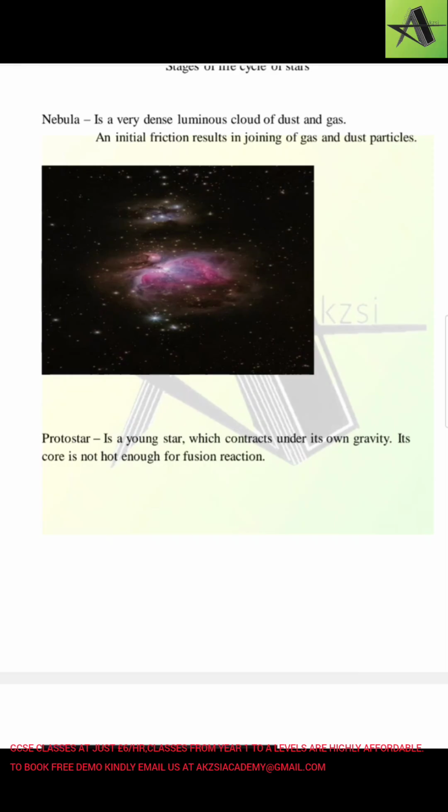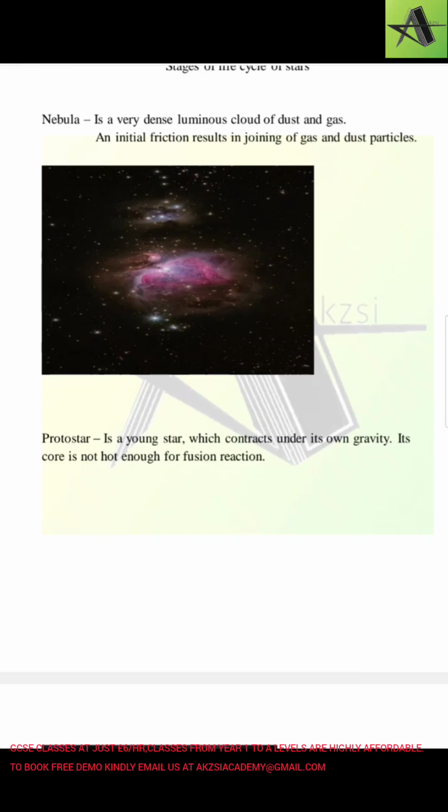But a little friction in space can cause them all to come together and start sticking together. When they start to come together, obviously they form a more dense cloud. When something comes closer, obviously the density will increase. If the molecules are coming closer to each other, the density will increase, and that results in forming a very dense cloud. And that dense cloud, well, it's luminous.